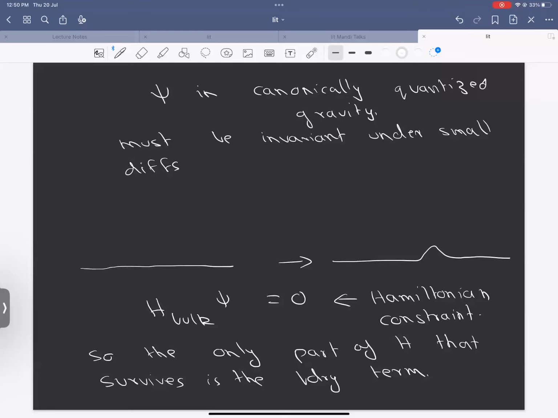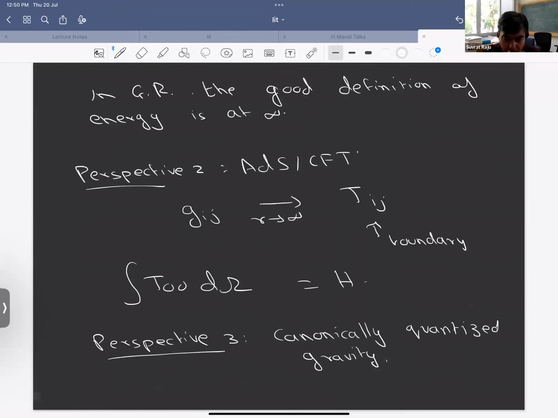Sorry, Suvrat, can you just explain this perspective 2? I think this perspective 2 is just from AdS/CFT. Yeah. Can you just tell it once again? I was just saying that if you think of the bulk metric, then this goes to the boundary stress tensor, right? And the Hamiltonian of the boundary theory is the integral of the 0,0 component of the stress tensor. And therefore, that tells you that the integral of the 0,0 component of the bulk metric is the Hamiltonian of the theory. So in AdS/CFT also, you see that the Hamiltonian is some element of this boundary algebra as we've been defining it.